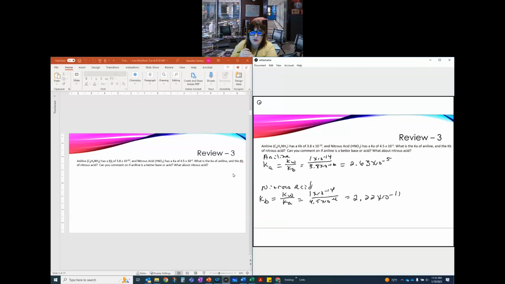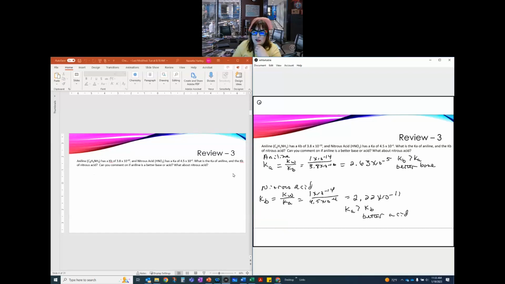Okay. You can comment on if aniline is a better base or a better acid. Okay, so what I'm trying to compare here is which of those values is larger, the Ka or the Kb. The Kb is 10 to the minus 4th. The Ka is 10 to the minus 5th. So the Kb is bigger. Kb is bigger than Ka. That means it's a better base. When we talk about our nitrous acid, my Ka is 4.5 times 10 to the minus 4th. My Kb is 10 to the negative 11th. So since Ka is greater than Kb, it's a better acid.